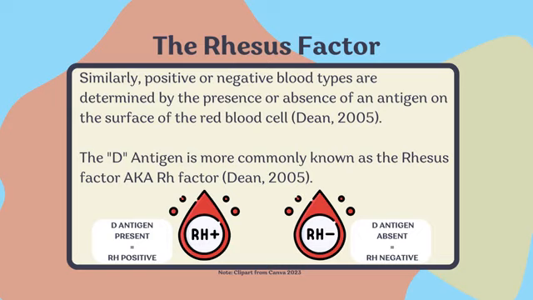If you answered A, B negative, you are correct. So, of course, there's a catch here. We do not have natural born antibodies to protect against the D antigen, which means that if a person that has negative blood comes in contact with a positive blood individual, their immune system will develop antibodies to protect them.